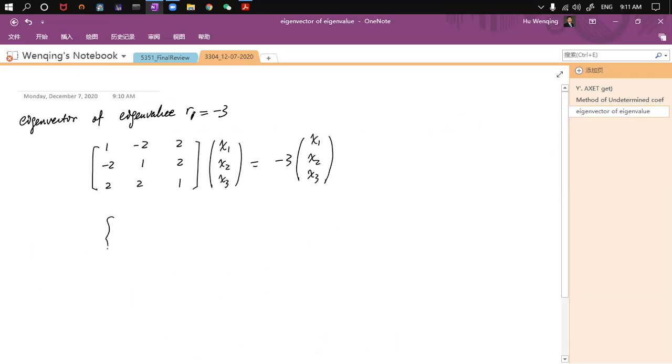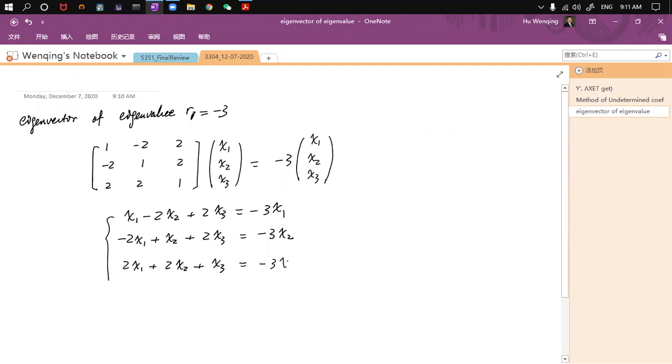So this eigenvector system equation is x1 minus 2 times x2 plus 2 times x3 minus 3 of x1, minus 2 times x1 plus x2 plus 2 times x3 is equal to minus 3 of x2, and 2 times x1 plus 2 times x2 plus x3 is minus 3 of x3. Okay, so that's going to be a 3 by 3 system of linear equations from which you should be able to solve for an eigenvector.